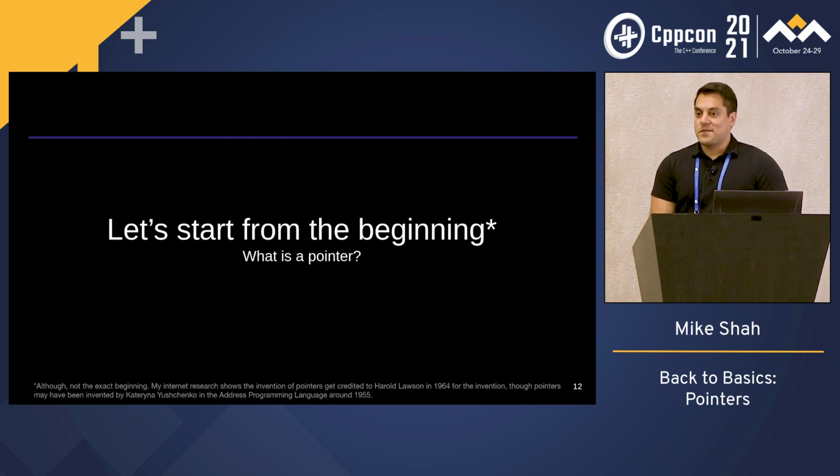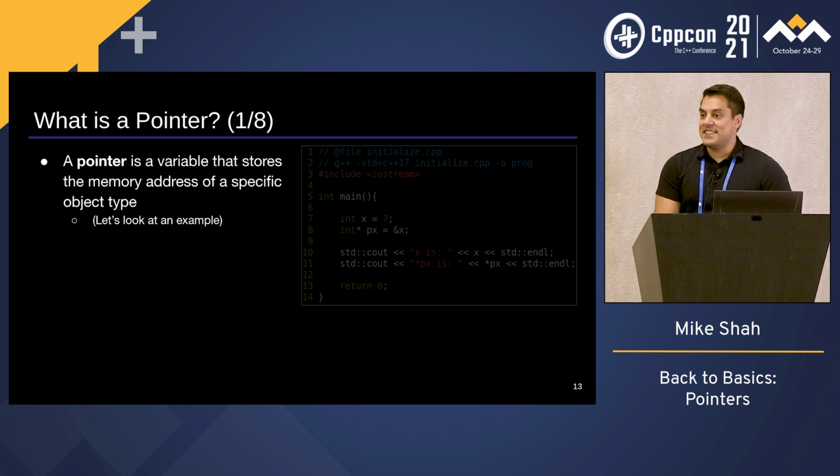So let's start from the beginning. Just what is a pointer? And maybe not the very beginning, the 50s where pointers were invented, but at least the beginning in C++. What is a pointer? Well, a pointer is a variable that stores the memory address of a specific object type.